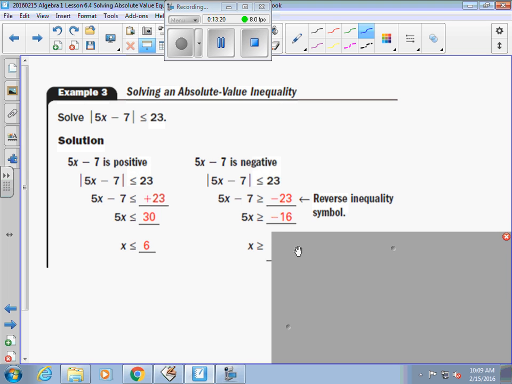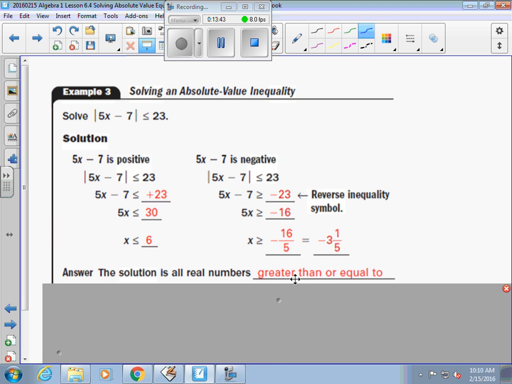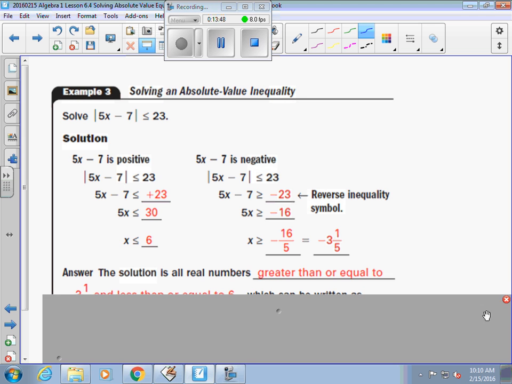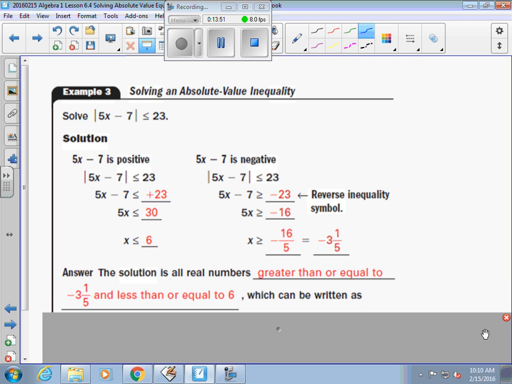Undo minus 7 by adding it to both sides. Negative 23 plus 7 is negative 16. Then divide by 5 on both sides. You don't reverse the symbol here, even though it comes out to be negative 16 over 5, because we're dividing again by a positive number. So negative 16 over 5, which is the same thing as the mixed number negative 3 and 1/5. Therefore, the solution is all real numbers that are greater than or equal to negative 3 and 1/5 and less than or equal to 6.